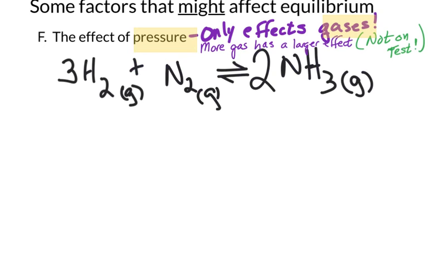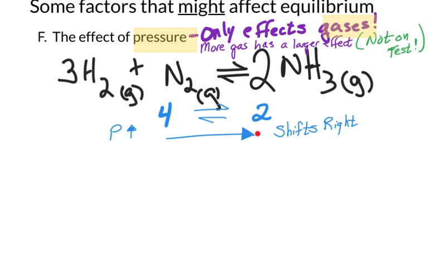So let's look at this example. Here we have 3 moles of hydrogen reacts with 1 mole of nitrogen to form 2 moles of ammonia gas. Notice that these are all gases, and we're basically going from 4 moles of gas on the reactant side to 2 moles of gas on the product side. If I push down on this, it's going to try to fix this by making less gas. That means that the reaction will shift from the reactant side to the product side to relieve the pressure caused by those gases. And of course, if I release the pressure, it's going to go the opposite direction and create more reactants.